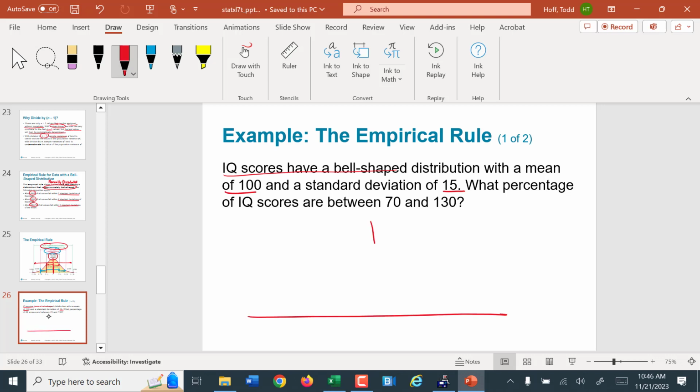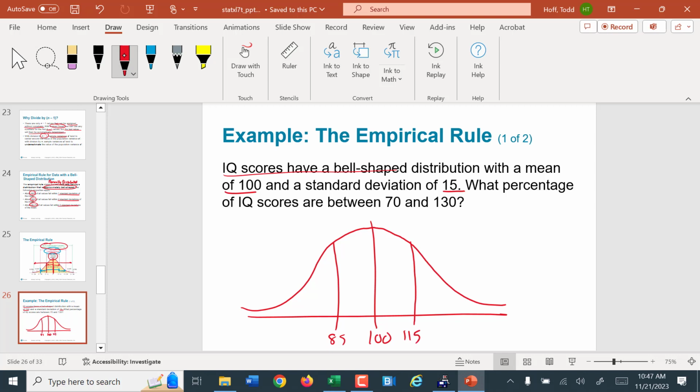So what that means is we have a mean of 100 in the center. Our bell curve is centered around the mean. With a standard deviation of 15, we go out 15 in each direction. So 100 minus 15 is 85, and 100 plus 15 is 115. That's 1 standard deviation about the mean.